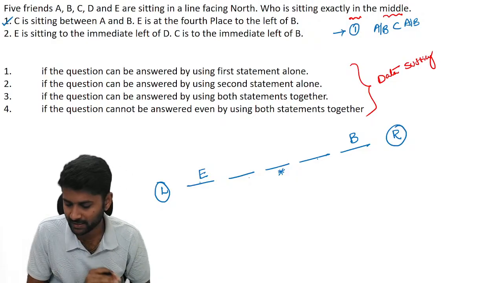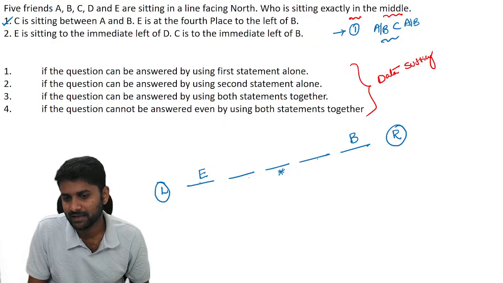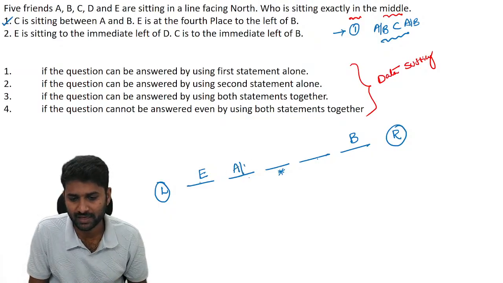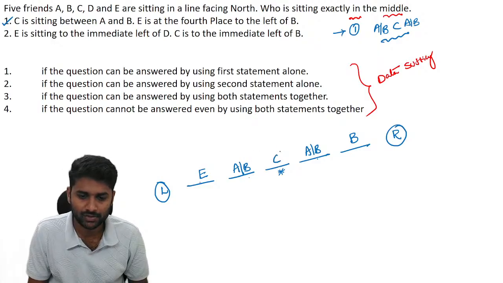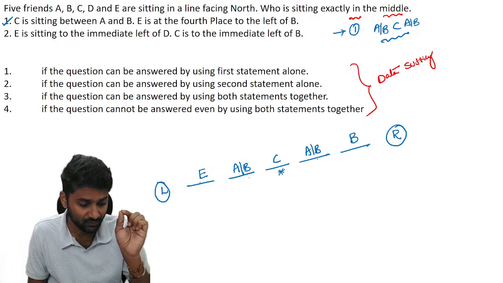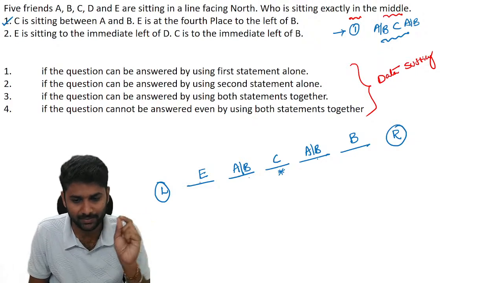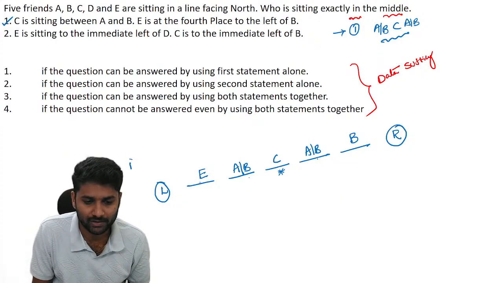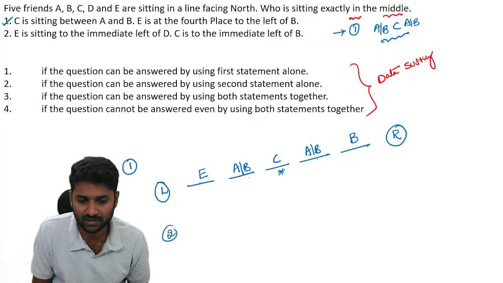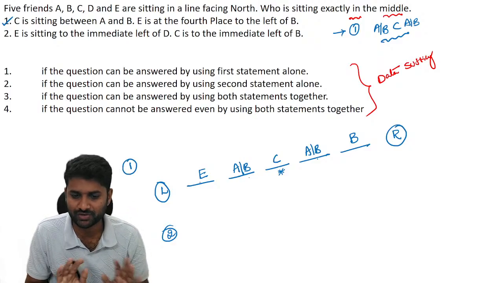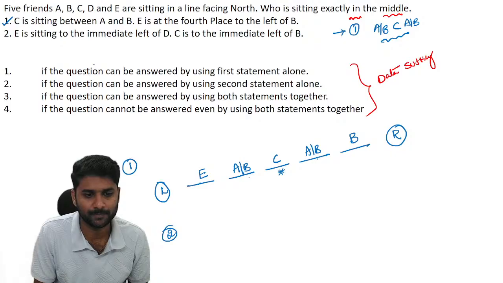Now you got B and E positions. And they clearly mention that C sits between A and B. So we are not sure about the exact positions of A and B, but we can confirm C. So you can answer this using statement 1 alone. By taking statement 1 alone, it is definitely sufficient to get the answer. But you have to check the second condition also. The second one also you should verify. Don't stop your solution at 1. So check with 2 also.